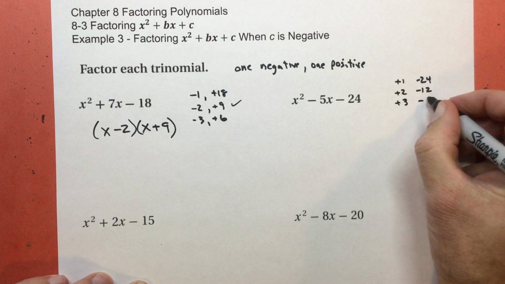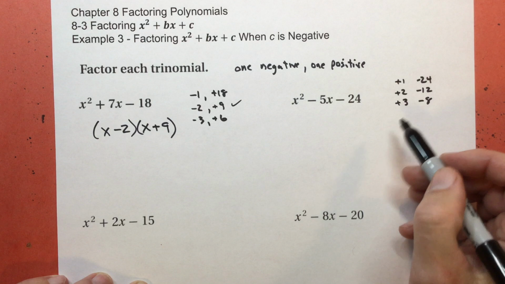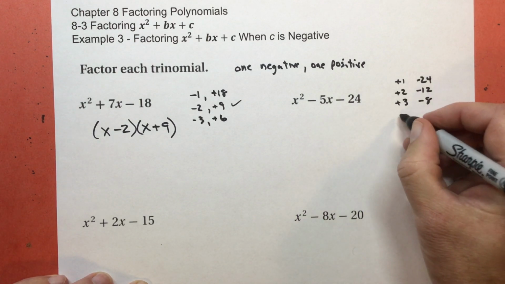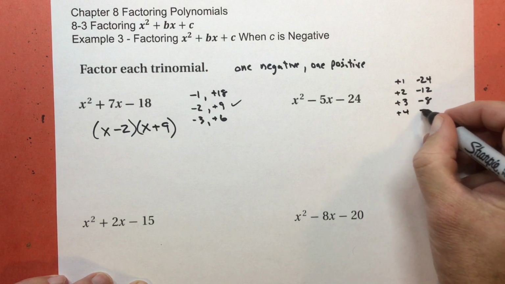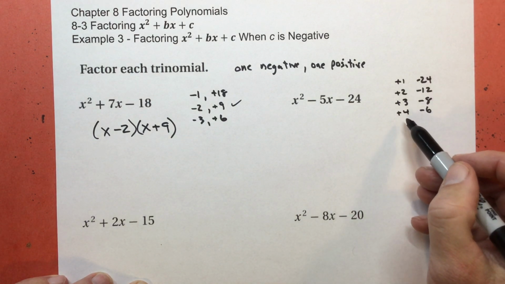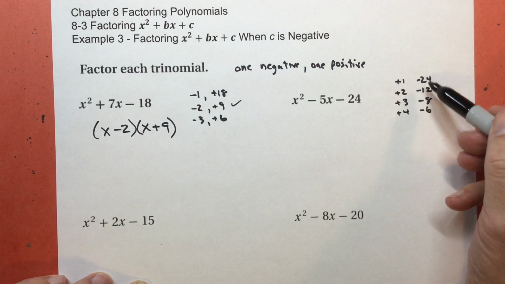Positive 3 and negative 8. Positive 3 times negative 8 is negative 24. And when I add these two, I get negative 5. That's it. If I kept going, I would have been 4 times negative 6. And then I get into 6 times negative 4. But remember, I want the number that looks bigger to be the negative one.